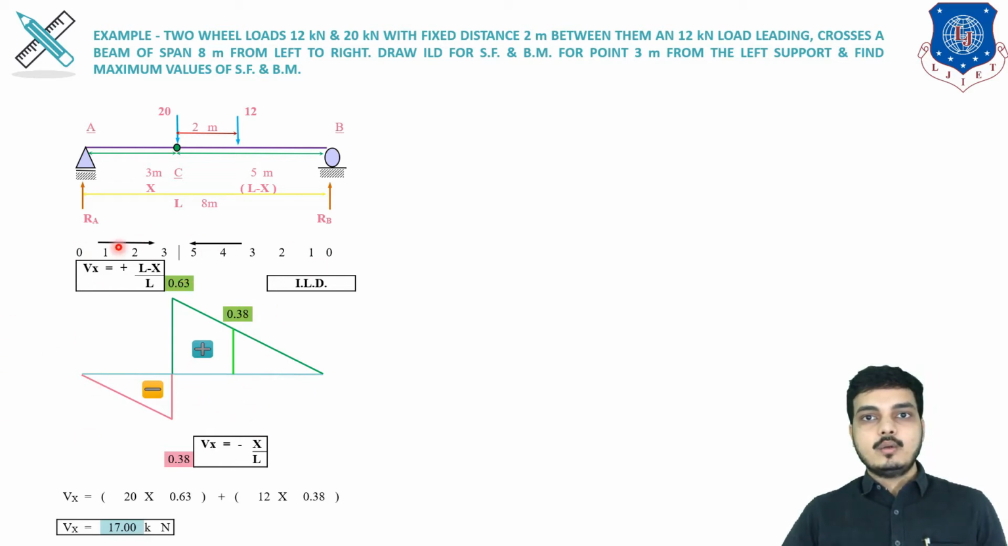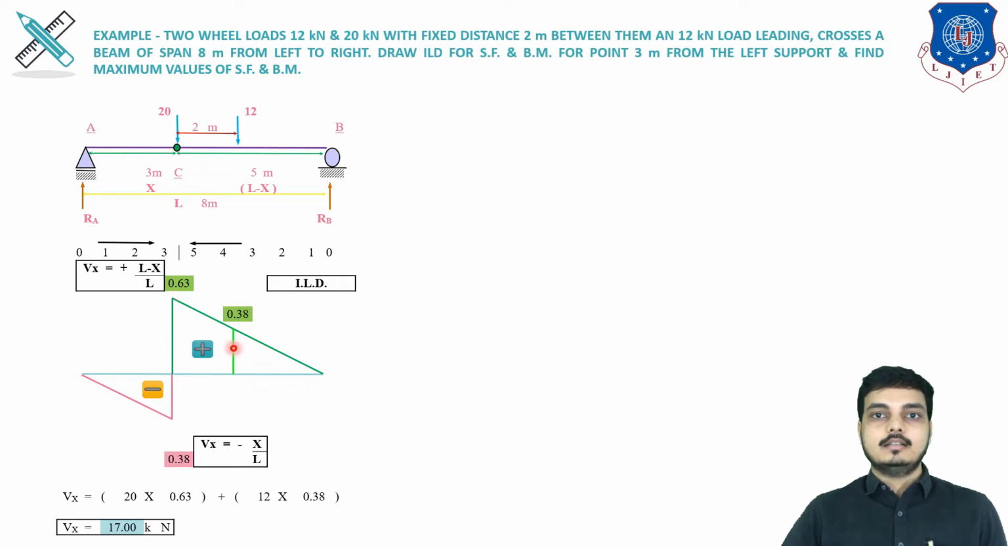Now here I don't require it per meter, I just require it for loading the ordinates. So for 20 kilonewton I got the ordinate of 0.63. I just need the value for 12. So for 12, as I said, it is coming at 5 meter. So for this triangle it is 0 to 5. So for 5 meter it is 0.63.